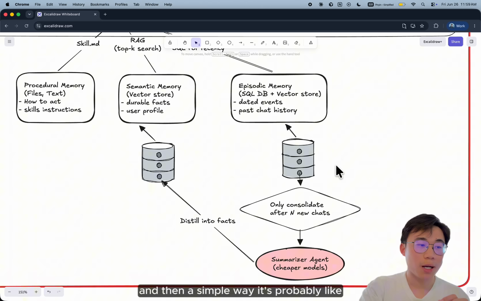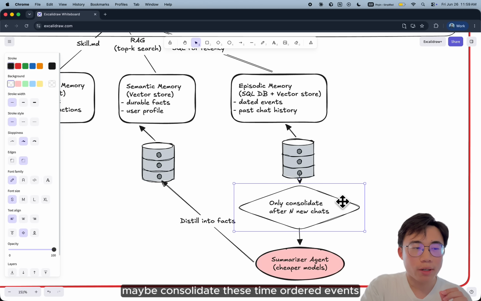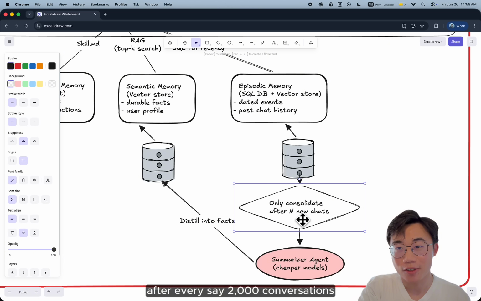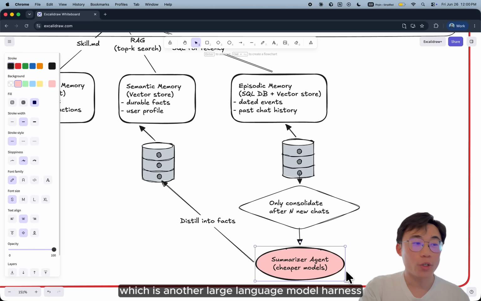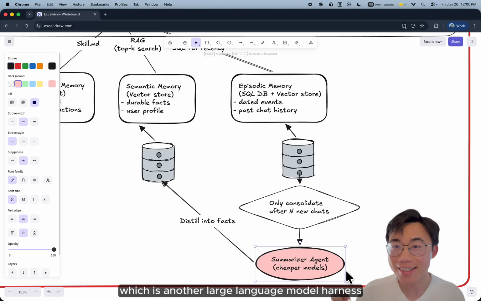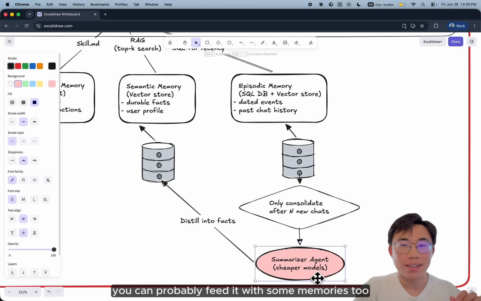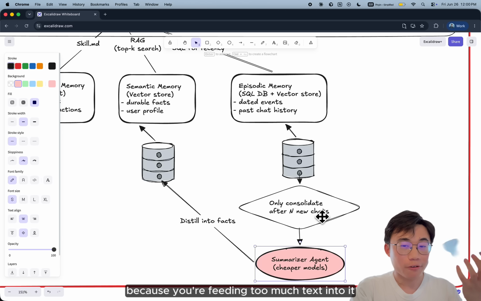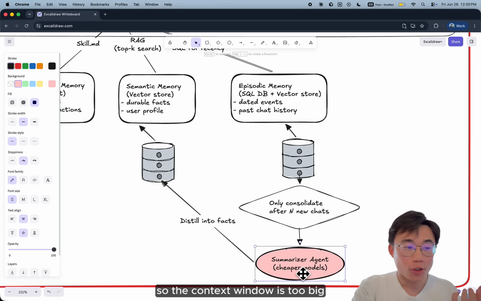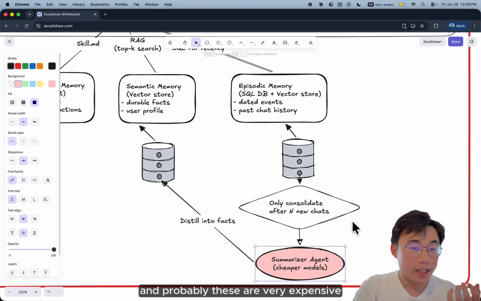A simple way is probably to consolidate these time-ordered events after every, say, 2,000 conversations, because you have 1 million customers. And then you can feed these things into a summarizer agent, which is another large language model harness. You can define the system prompt in this one. You can probably feed it with some memories too. You can configure different models. Maybe it could be a cheaper model because you're feeding too much text into it, so the context window is too big, and probably these are very expensive.